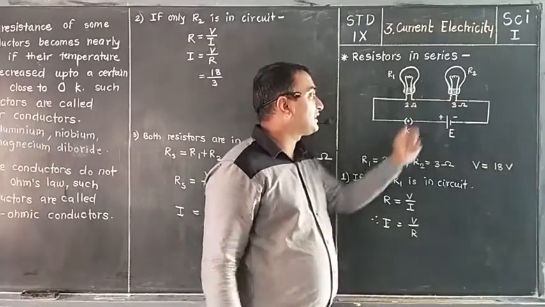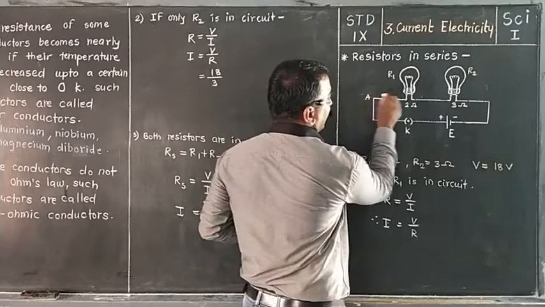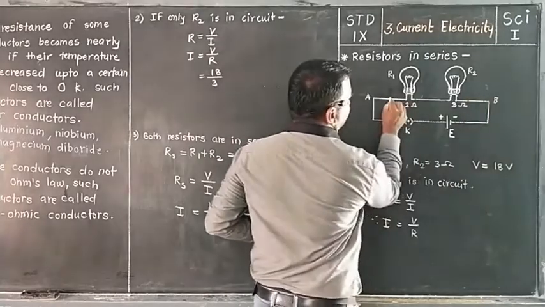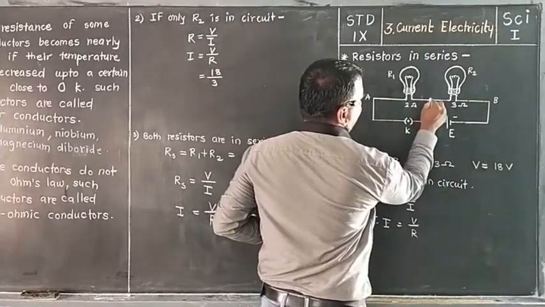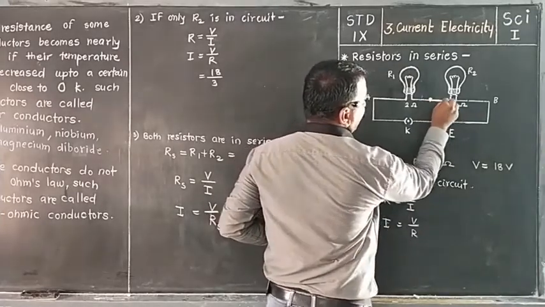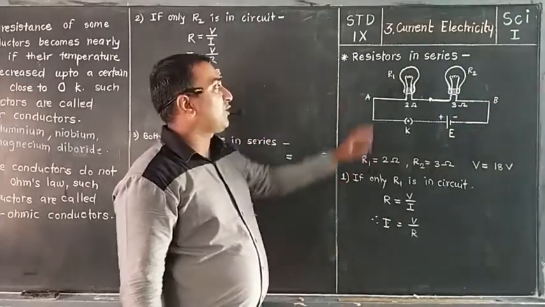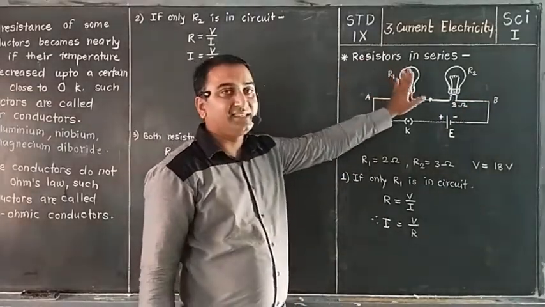That means together we see here, in between this A to B, this is the first resistor, and the end of the first resistor is connected to the end of the second. And so this kind of connection is called resistors in series.